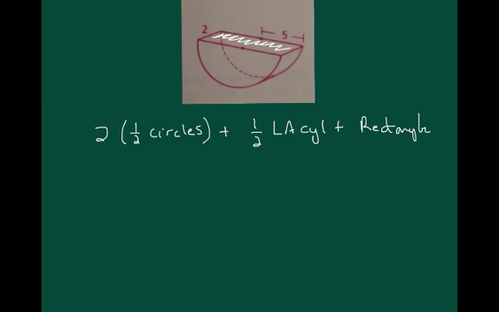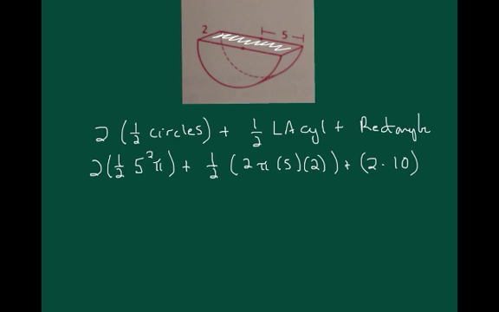Okay, I'm going to put in my dimensions now and calculate my area. So I have 2 times 1/2 times 5 squared pi, and that just gives me 25 pi. And then the lateral area of a cylinder is 2 pi r times h, so when I multiply that by half, I'm left with 10 pi. And finally, that rectangular region is going to be 20. So my total area for this figure is 35 pi plus 20.